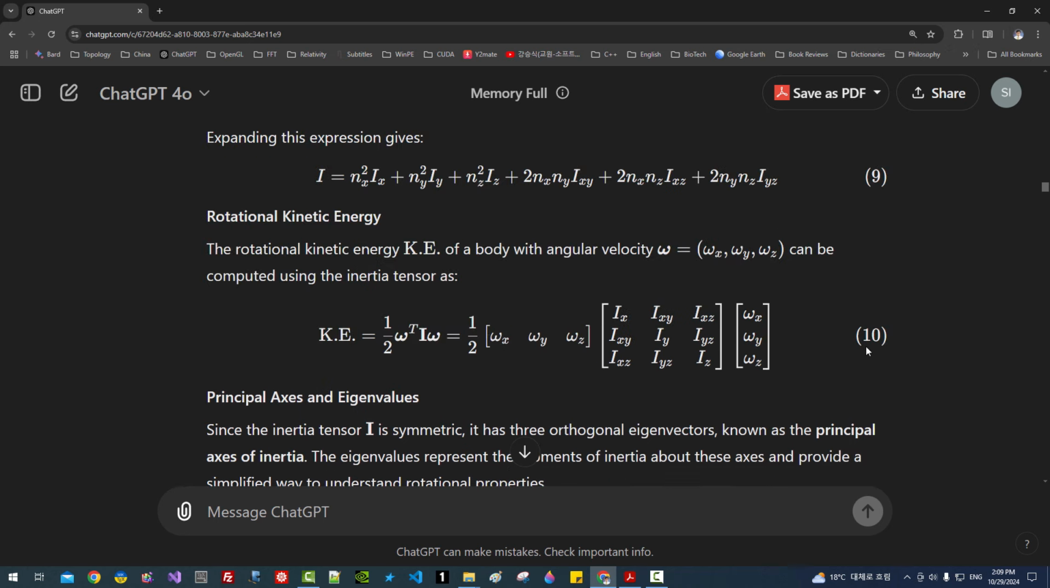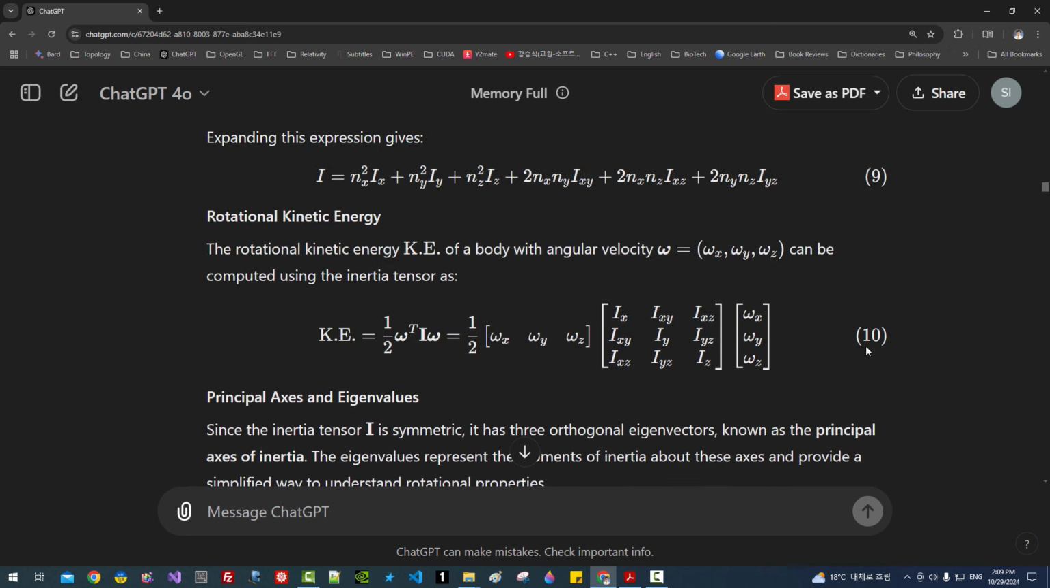So, equation 10: the rotational kinetic energy of a body with angular velocity omega can be computed using the inertia tensor as given. Beautiful, equation 10 is awesome.